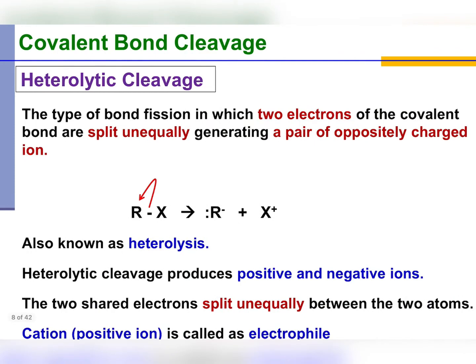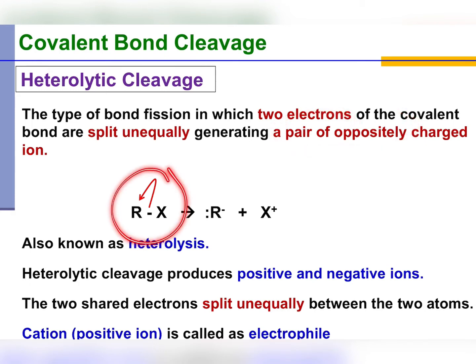Okay, alright, next we look at heterolytic cleavage. Heterolytic is different from homolytic. Because in homolytic, when the bond breaks, we split the electrons equally. But for heterolytic, when the bond breaks, the two electrons of the covalent bond split unequally, generating a pair of oppositely charged ions. When the electron sharing is unequal, one atom will be rich in electrons and one atom will be deficient in electrons. So they become oppositely charged ions.